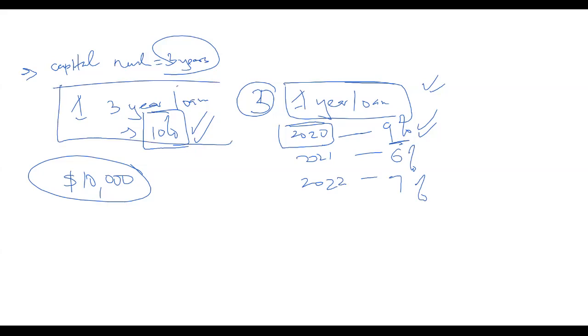Now, using those figures, for the 3-year loan the interest is fixed at 10%. For those who remember your math, what is the standard deviation for the interest rate here? What's the variation of the interest rate from the mean for the interest rate?